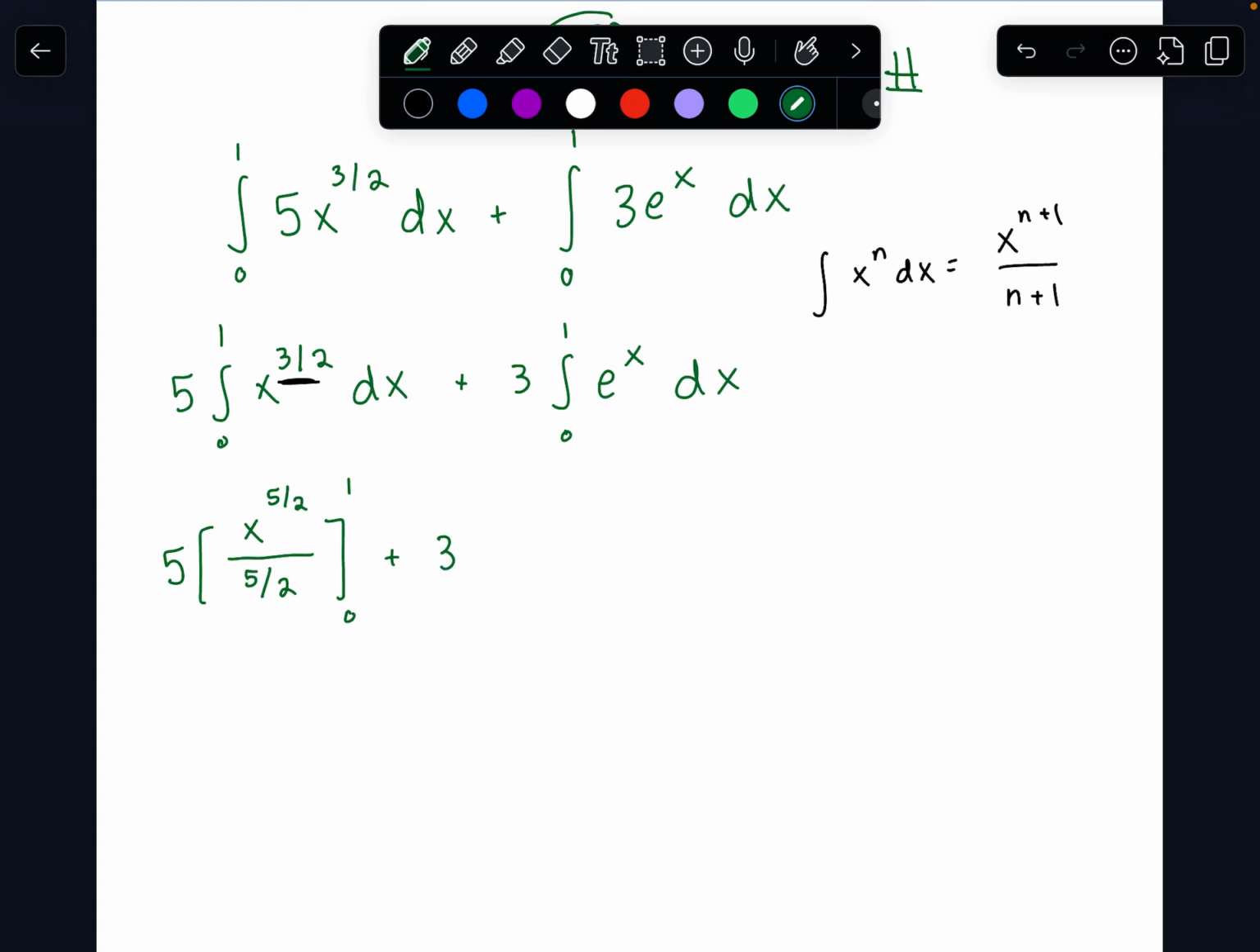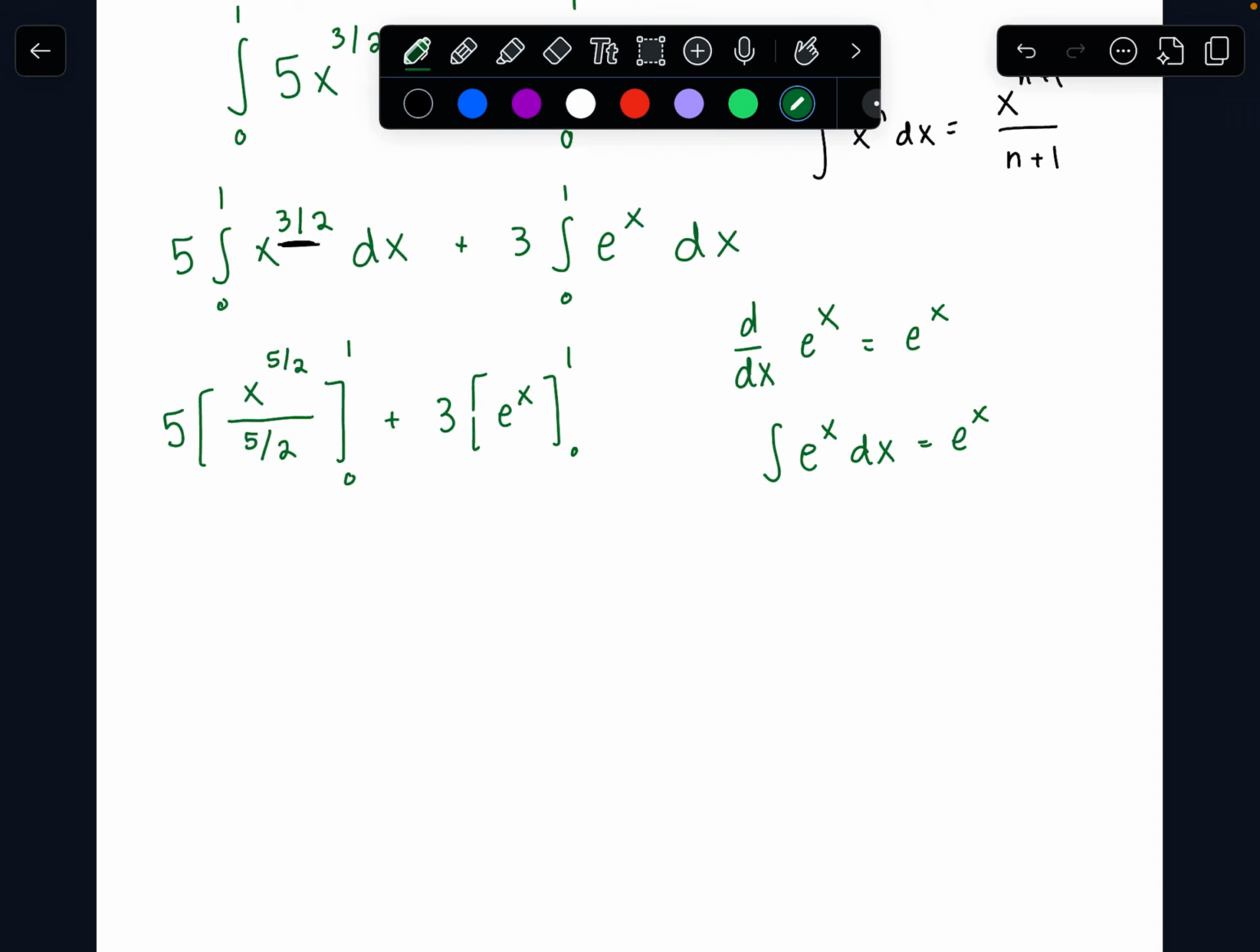plus. Okay, well, the good news about e to the x, well, what's the derivative of e to the x? E to the x. So the integral of e to the x is still e to the x. If we had an exponent here, then we have to be careful, right? But you're not going to see that in this problem, so we're not going to worry about it just yet. Okay, so we just evaluate e to the x from 0 to 1.